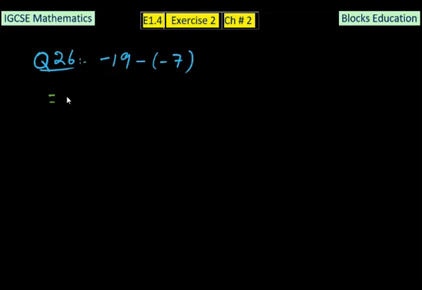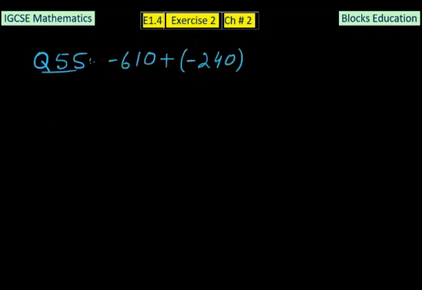In question number 26 it says minus 19 minus, and the bracket start minus 7 bracket close. So we start with the minus 19, and the minus multiplied by minus makes plus, and then 7. So you have minus 19 plus 7. It means that you have to subtract these two numbers. So 19 minus 7 is 12, and you have to write the negative sign because the bigger number has a negative sign with it. So the answer is minus 12.